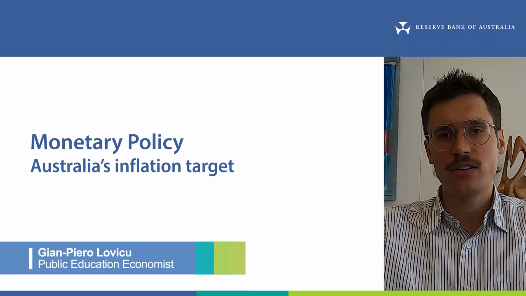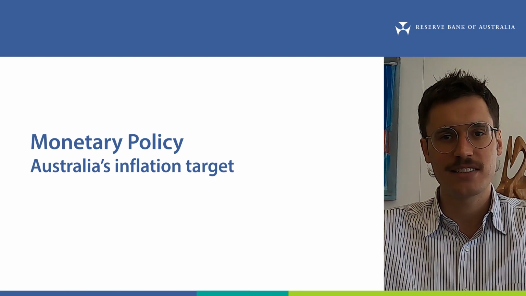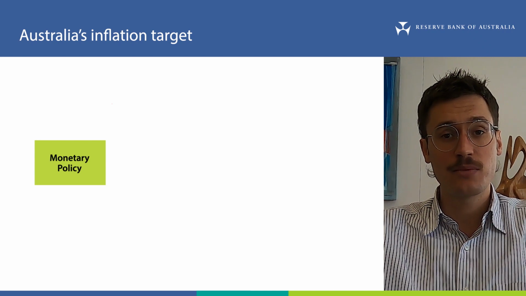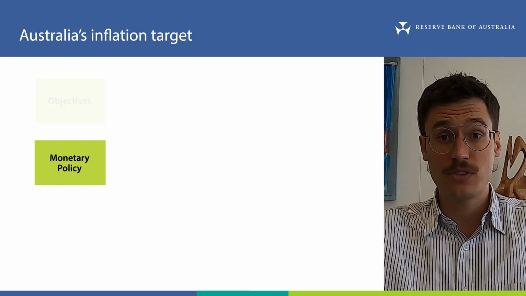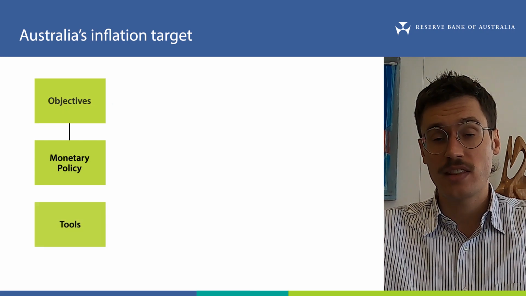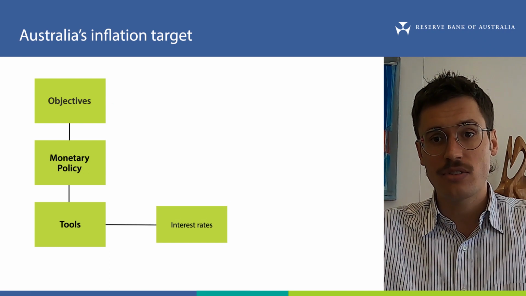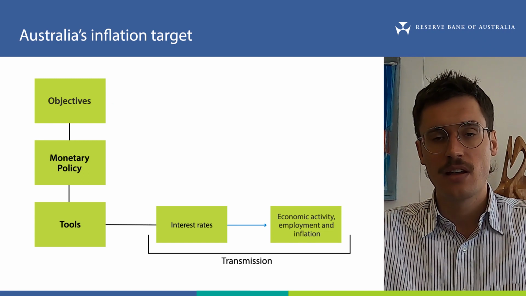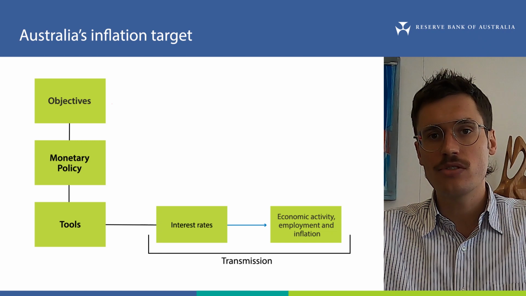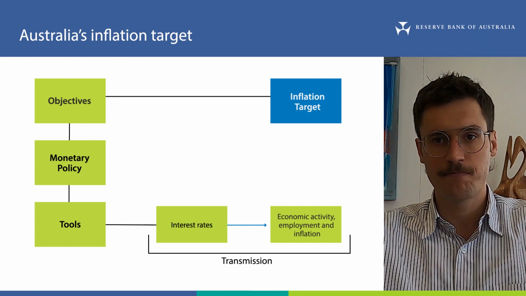This is our final video in the monetary policy series. In it, we're going to talk about Australia's inflation target. So throughout the series, we've looked at many different aspects of monetary policy. We've discussed the objectives of monetary policy, the tools that the RBA uses to influence interest rates, and how changes in interest rates transmit to economic activity, employment, and inflation. This final video will introduce the inflation targeting framework that the Reserve Bank Board uses to tie together all of these aspects of monetary policy.